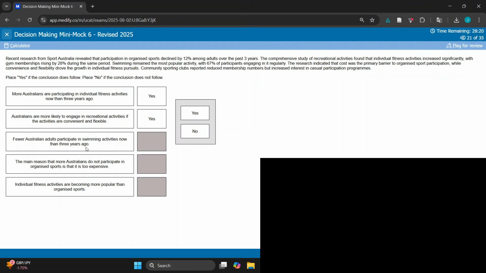Fewer Australians participate in swimming now than 3 years ago. Well, swimming, it says it remains the most popular, but we don't know about any differences. Okay, main reason more students do not participate is it's too expensive. Cost is a primary barrier to organised sport participation.